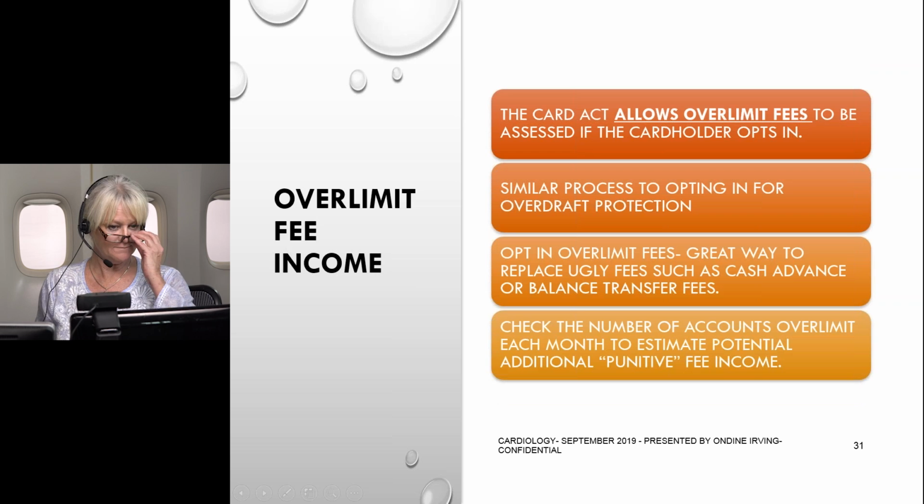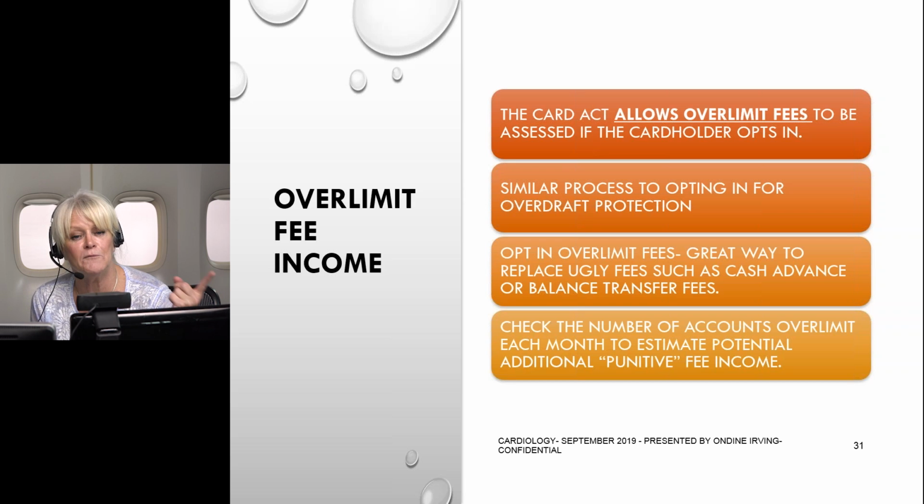Over limit fees. I would much rather see credit unions do an opt-in over limit fee than the cash advance, balance transfer, check copy fees, all this other stuff. The Card Act does allow you to do an over limit fee, but it has to be opt-in. And I suggest you do this fee, number one, only if you need the fee income or you're replacing perhaps cash advance or balance transfer fee income that you're going to eliminate, but only if you have a similar process for overdraft protection on checking accounts that your members are accustomed to opting in.